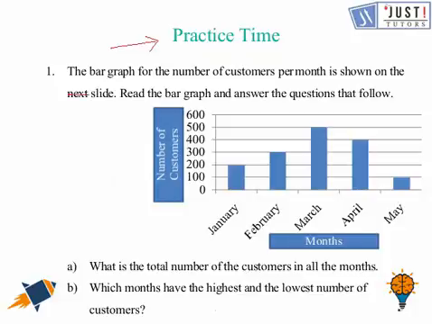As you can see, this bar graph represents the number of customers on the y-axis and the month on the x-axis. And the first question says, what is the total number of customers in all the months? So we need to find out the total number of customers in all the months. For that, first we'll calculate for the month of January, which is 200, for February, which is 300, for March it is 500, for April it is 400, for May it is 100, and now we need to add them all together to find the total number.